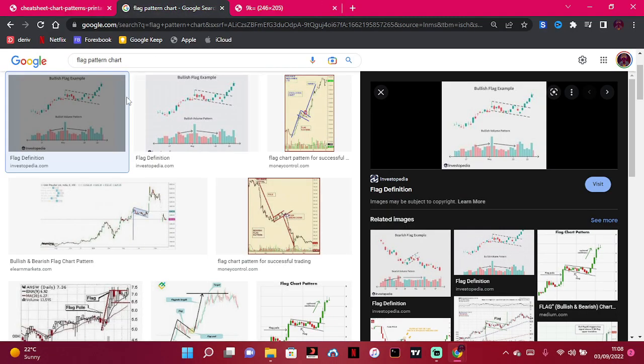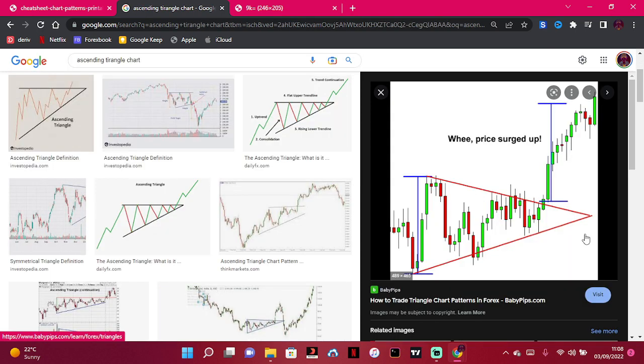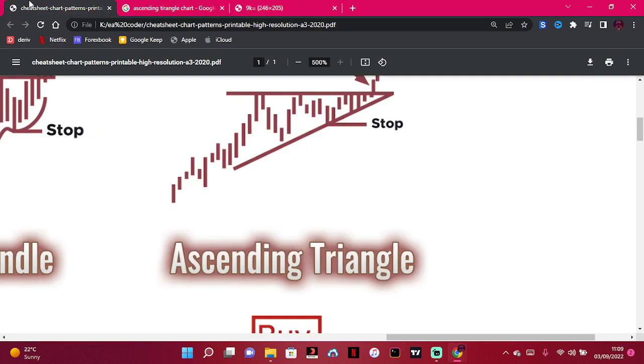So we're going to go over to Google again and simply type in ascending. So here's the best example of an ascending chart. As you can see, you draw a line here which is below, another line over here, wait for price to break out, then you enter a buy, and this is how it actually looks in the real market. So let's go over to the other chart pattern.